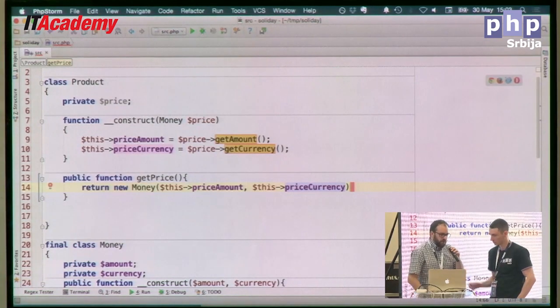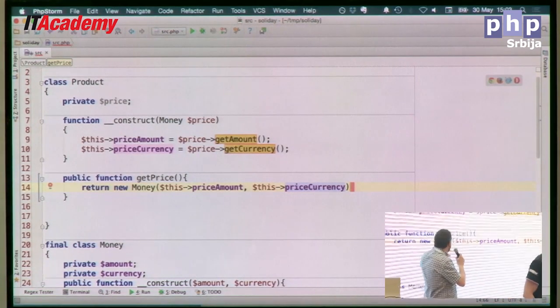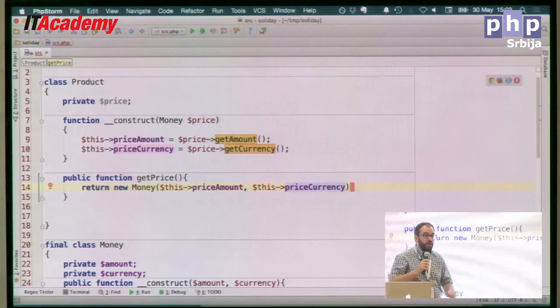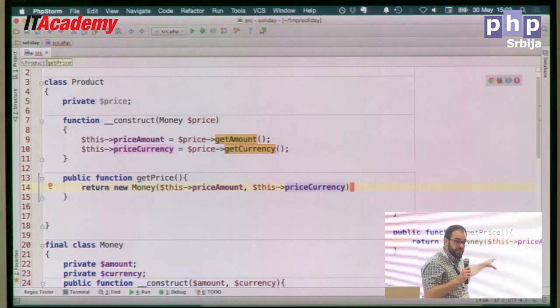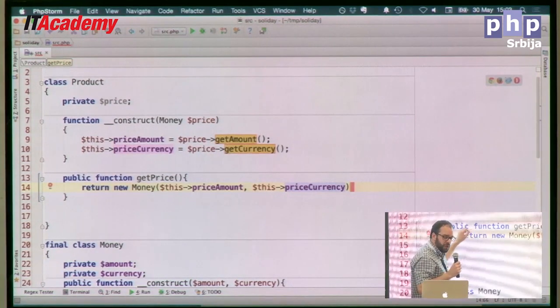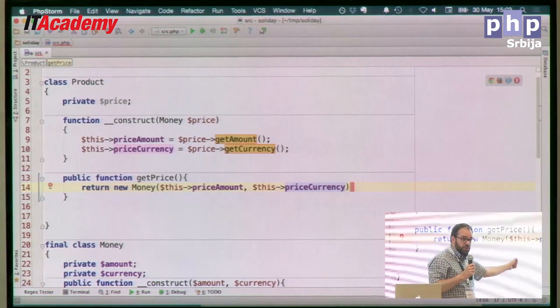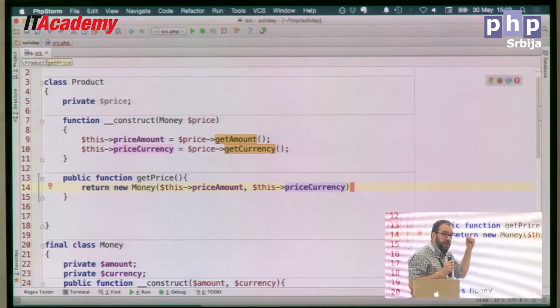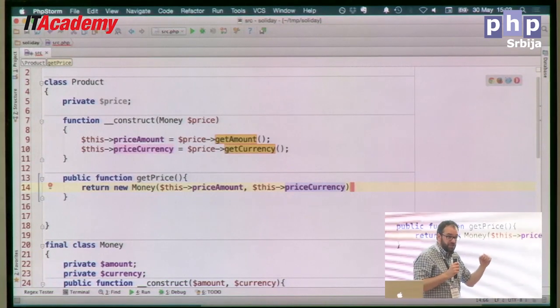So if you look at this code, you can say from the inside, hey, wait a minute, you're not using value objects. Nobody cares. It's only on the inside. The outside of this code, the rest of my system, when it talks to a product and it constructs a product or calls get price, it's always getting money value objects, so it's fine.